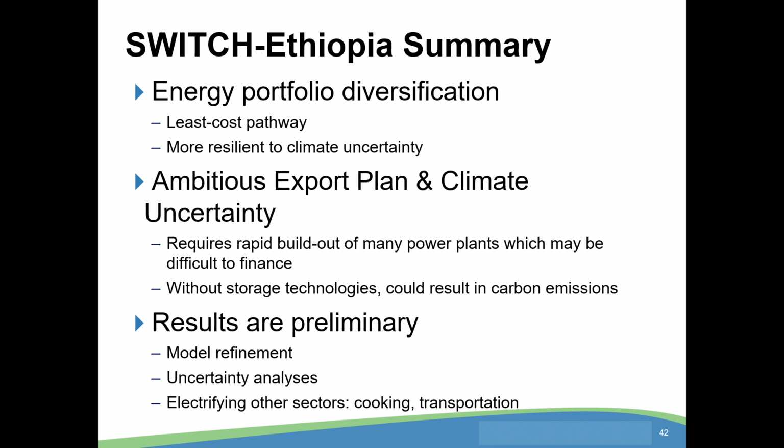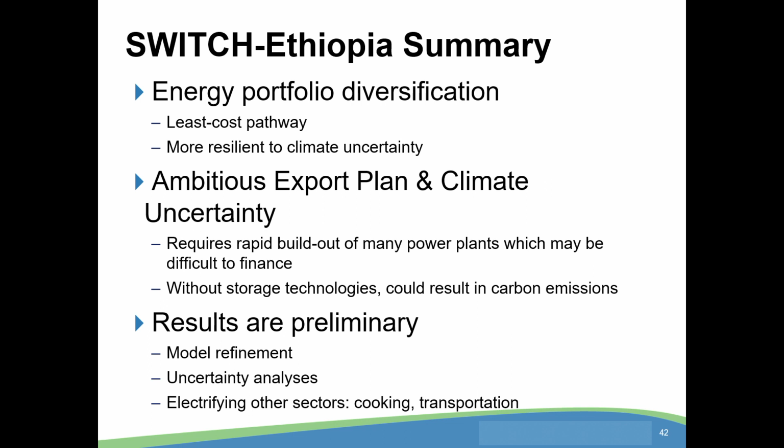Meeting export goals under the threat of drought will require a rapid build out of many power plants, potentially more than is currently feasible to finance. Meeting export goals under the threat of drought will also result in an increase in carbon emissions unless energy storage technologies or policies to shift demand are incorporated.